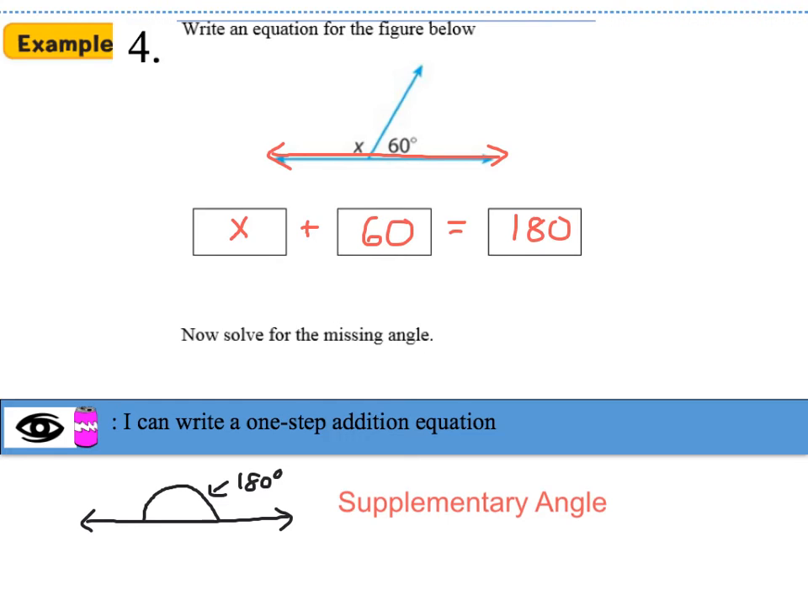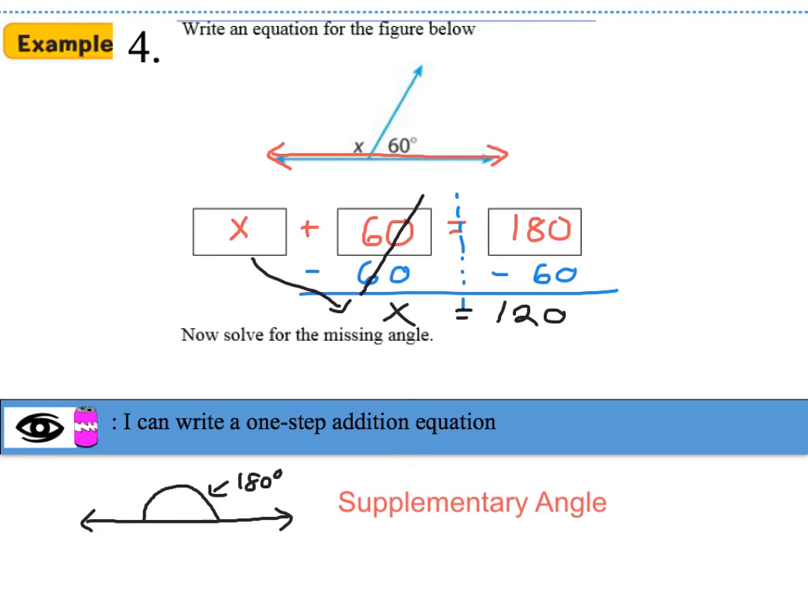Now that we wrote our equation, we can solve it by using the steps that we've learned in the other example. So let's draw our fulcrum here. Let's start on the side that has the variable. In order to isolate the variable, we have to go after the constant, which is positive 60. So let's subtract 60 on both sides. And by subtracting it on both sides, I'm using the subtraction property of equality. So 60 minus 60 goes away, and now x is all by itself, which was our goal. And on the right-hand side, 180 minus 60 is equal to 120. So the missing angle is equal to 120 degrees.